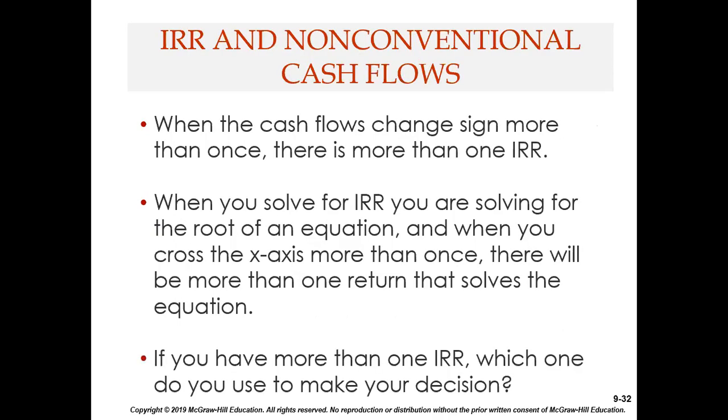So when the cash flows change sign more than once, there's going to be more than one internal rate of return. When you actually solve for your internal rate of return, you're solving for the root of an equation, and you cross the x-axis more than once. There will be more than one return that solves the equation. So when you have more than one internal rate of return, which one do you use?